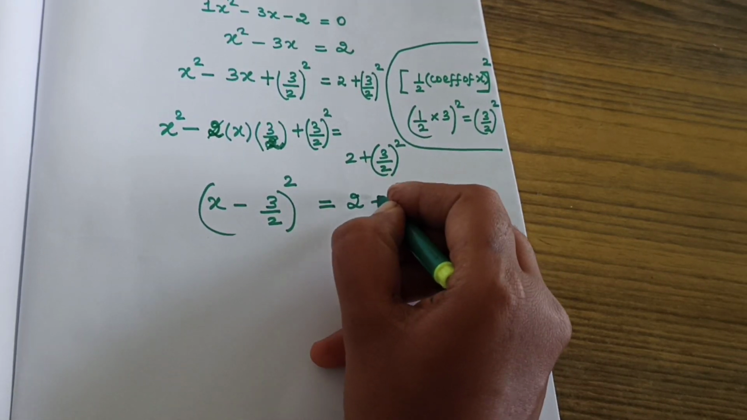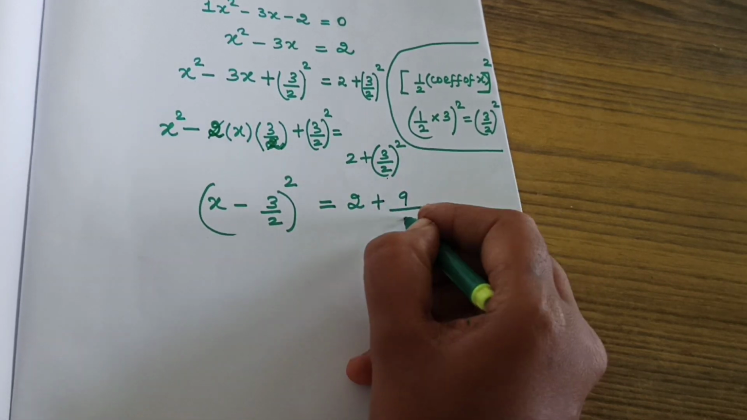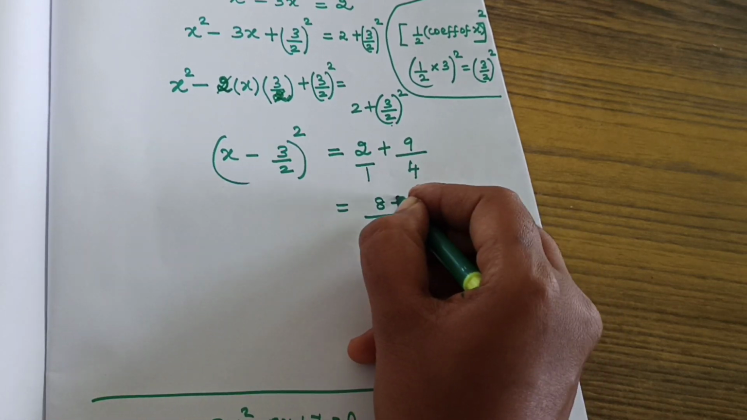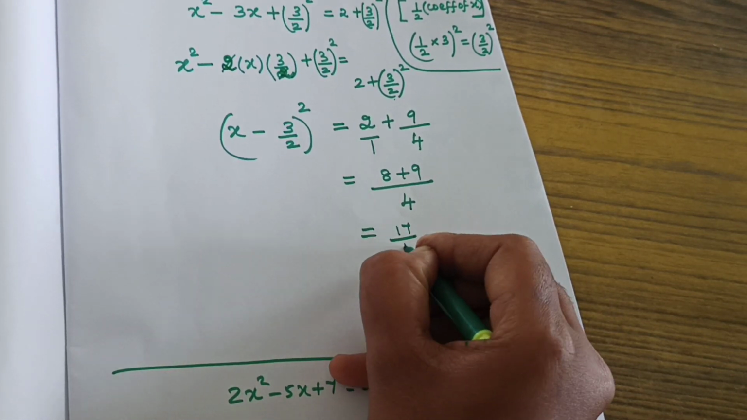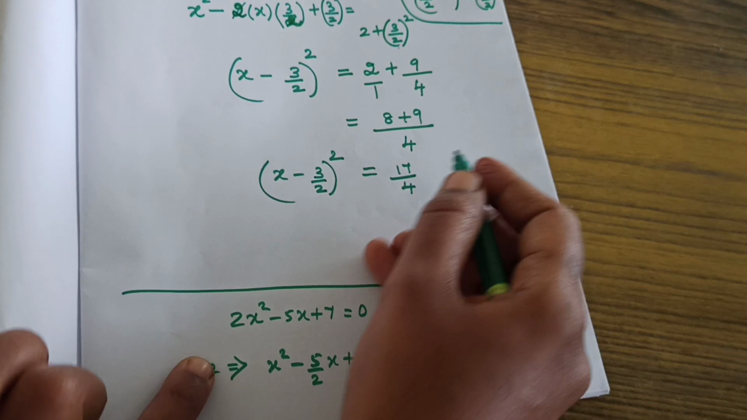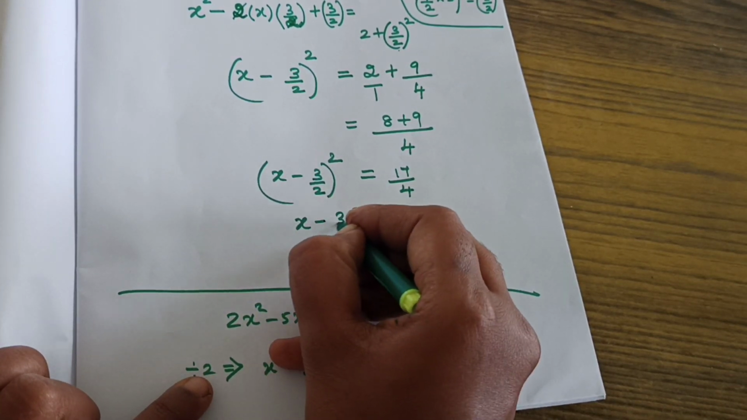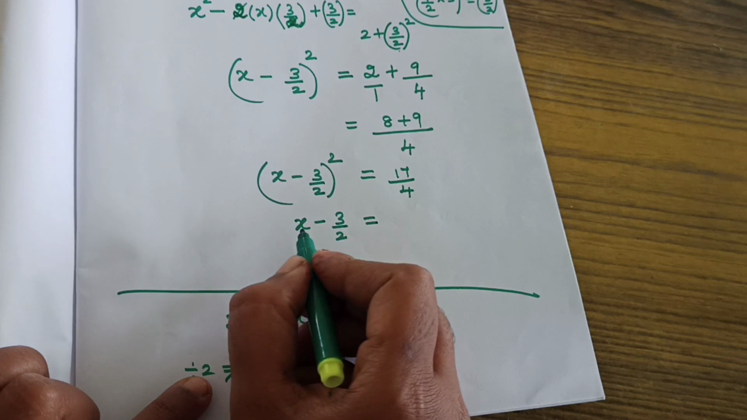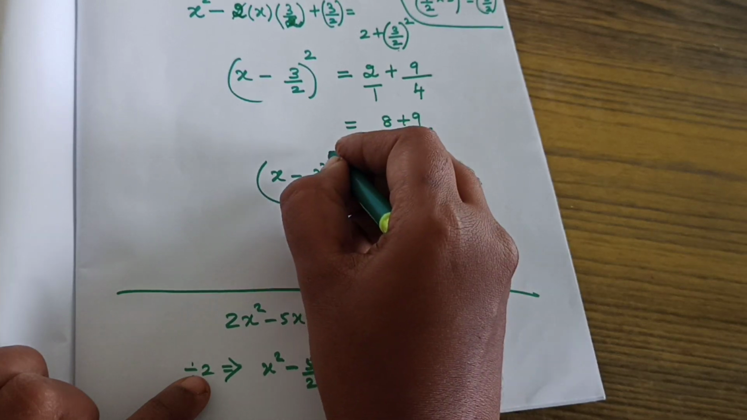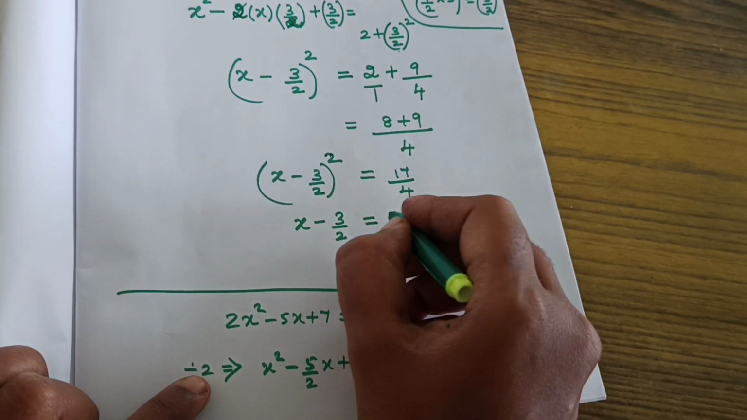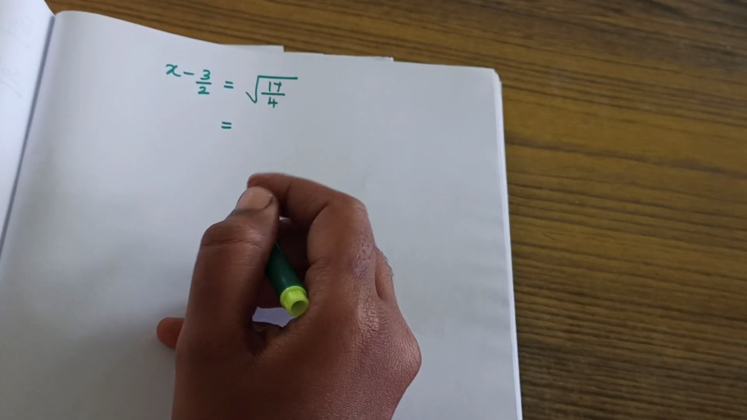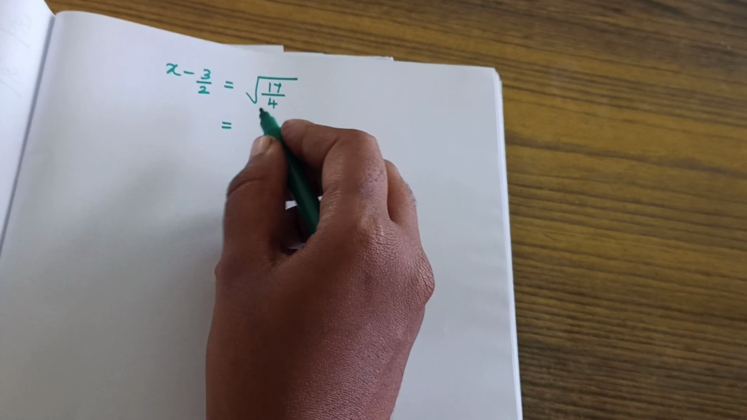Which is equal to, just calculate this. 2 plus 3 square is 9, by 2 square is 4. Then take the LCM. 4, then 8 plus 9, which is equal to 17 by 4. So x minus 3 by 2 the whole square. Then take the square on the opposite side. x minus 3 by 2 is equal to, we need to find the value of x. Solving means the unknown value, x value only we need to find. So this square transposed to that side means square root of 17 by 4. Okay, listen, x minus 3 by 2 equals square root of 17 by 4.